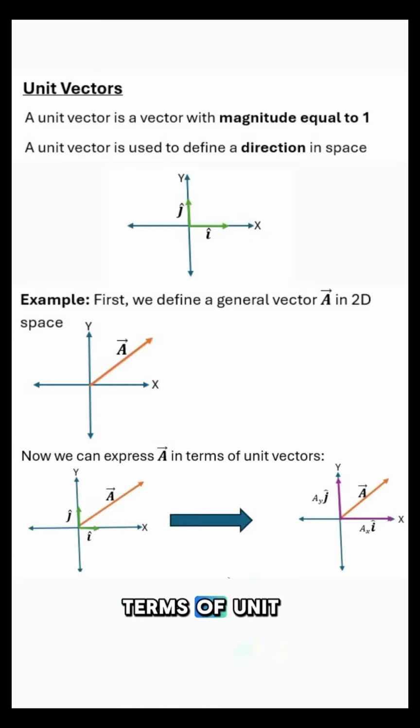To express A in terms of unit vectors, we need to break it down into components like we did in the previous videos. And once we break it down into its Ax and Ay components, we just multiply it by the unit vector. And that's what's shown on the right.